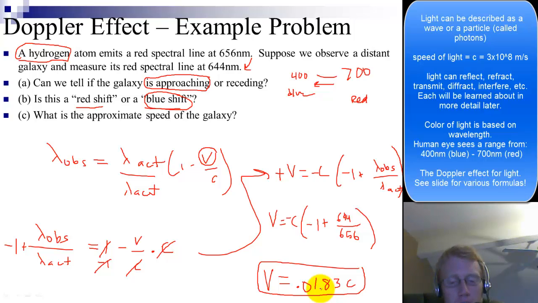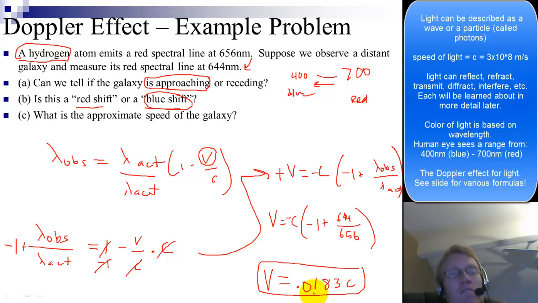Let's see what that actually is. Times 3 times 10 to the 8th. That's actually really, really fast. So that's like 5,500,000 meters per second. So it's a very small answer if you look at it in terms of the speed of light, but it's really, really, really fast if you think about it in terms of just actual speed. 5.5 million meters per second.